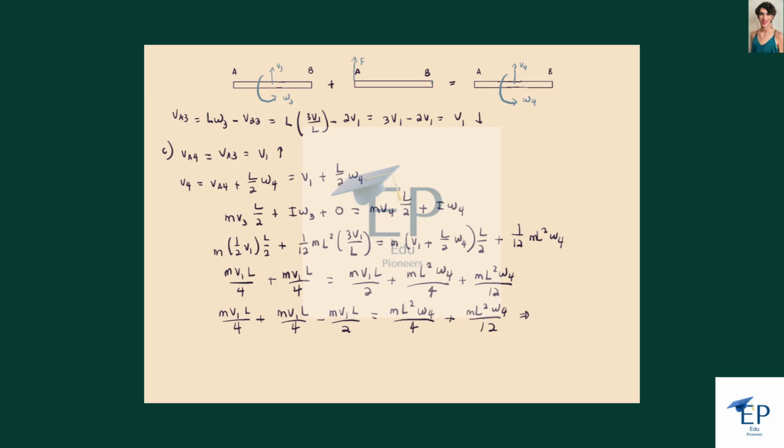Hence, this tells us that omega 4 is equal to 0. And then, lastly, solving for V4. V4 is equal to V1, then the second term would be 0. So V4 is equal to V1, directed upward.